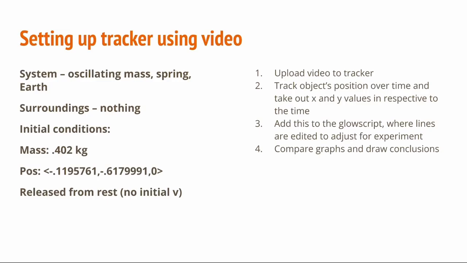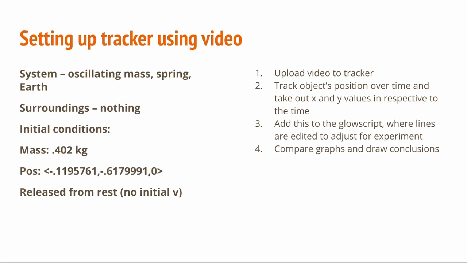Procedure and experiment. So setting up the Tracker using the video that's given, our system is going to be the oscillating mass, spring, and the earth, and the surroundings is going to be nothing. Our initial conditions are that the mass is 0.402 kilograms. Our position is as such, and it's going to be released from rest, which means there's no initial velocity.